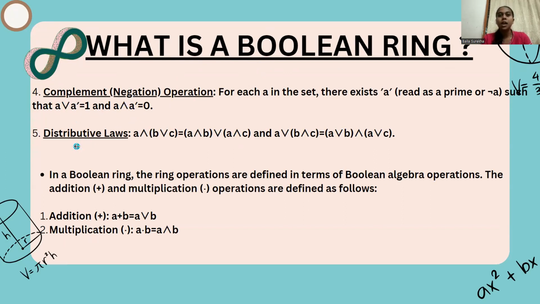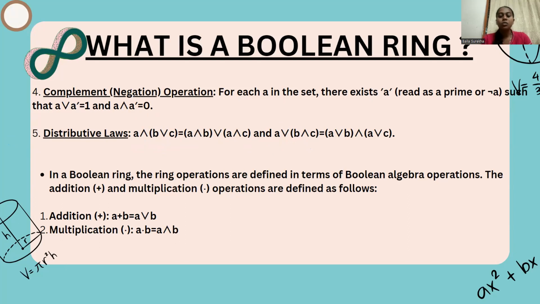And we all know the distributive laws are the combination of both AND and OR operators. So here we see A and (B or C) is equal to, it multiplies like this: (A and B) or (A and C). In the same way, A or (B and C) gives (A or B) and (A or C). So this is the distributive law. It should follow the above five laws so that it satisfies the Boolean ring.